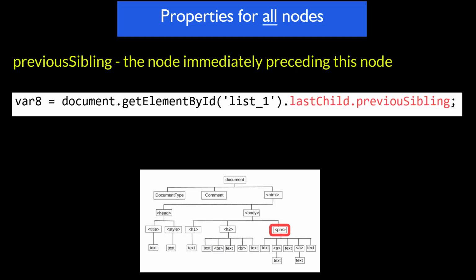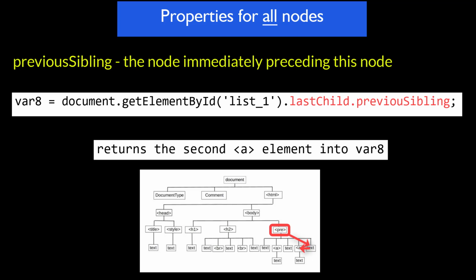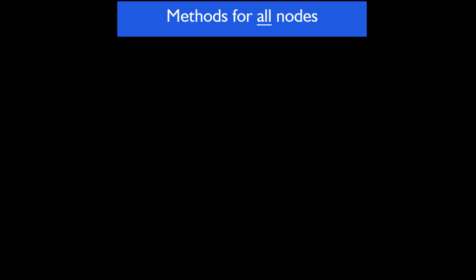But var8 equals document.getElementById list_1.lastChild.previousSibling returns the second A element node into var8. Next, some methods that are available for all nodes.